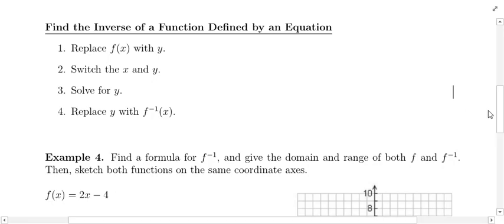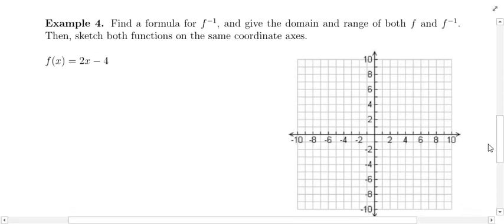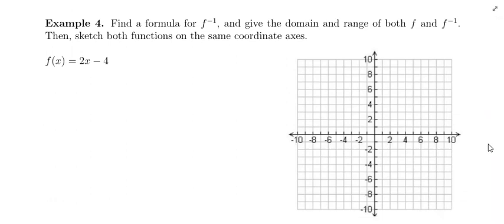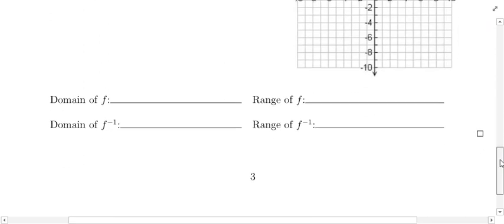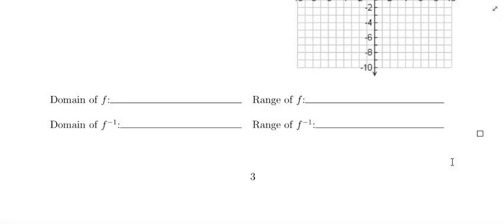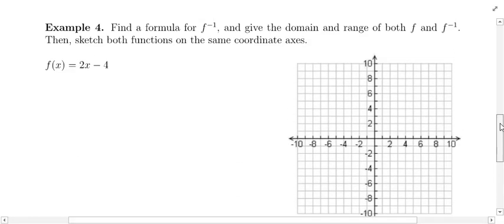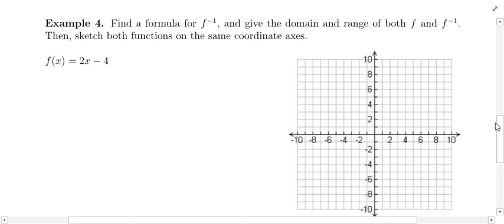So let's take a look at example 4. It says find a formula for f inverse and give the domain and range of both f and f inverse. Then sketch both functions on the same coordinate axes. Let me show you how this particular example is laid out. We are given the original function, f of x is equal to 2x minus 4. At the bottom, you see a place to write down the domain and range of f, and then the domain and range of f inverse. There's also a grid here because we're going to graph both f and f inverse on the same grid once we have it.